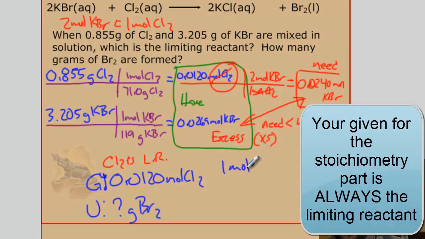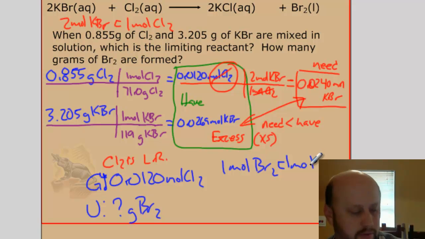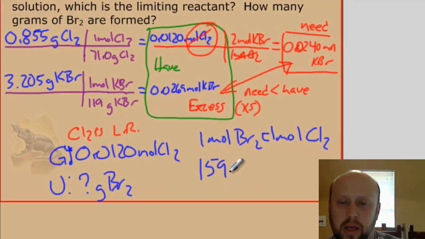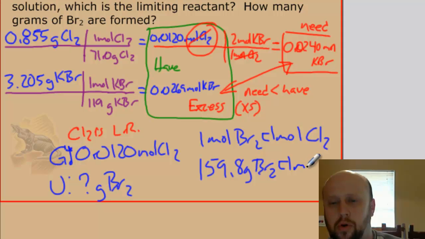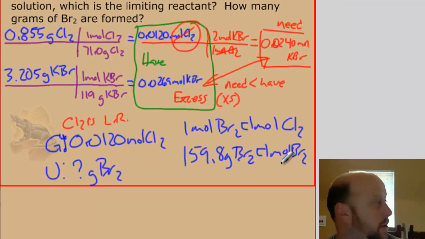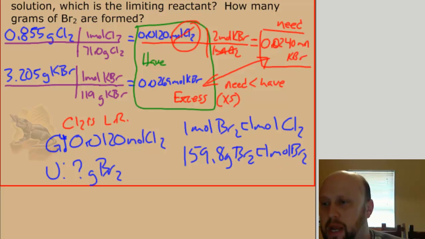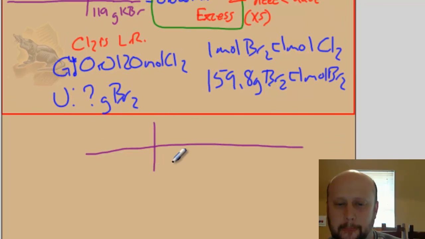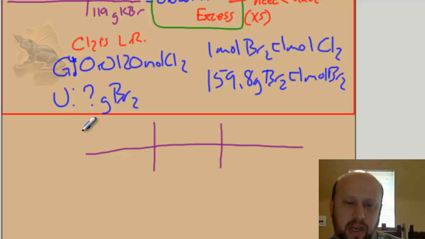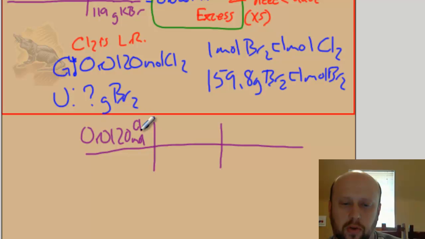Always need a mole ratio, and that is 1 mole of Br2 equals 1 mole of Cl2. Okay? And then I need a molar mass. So I figure out that my molar mass of bromine is 159.8 grams of bromine equals 1 mole of bromine. Okay? So I got all that. And now it's a matter of, let's do the conversion factor thing here, okay? So, 2 conversion factors. I have a given of 0.0120 moles of chlorine.